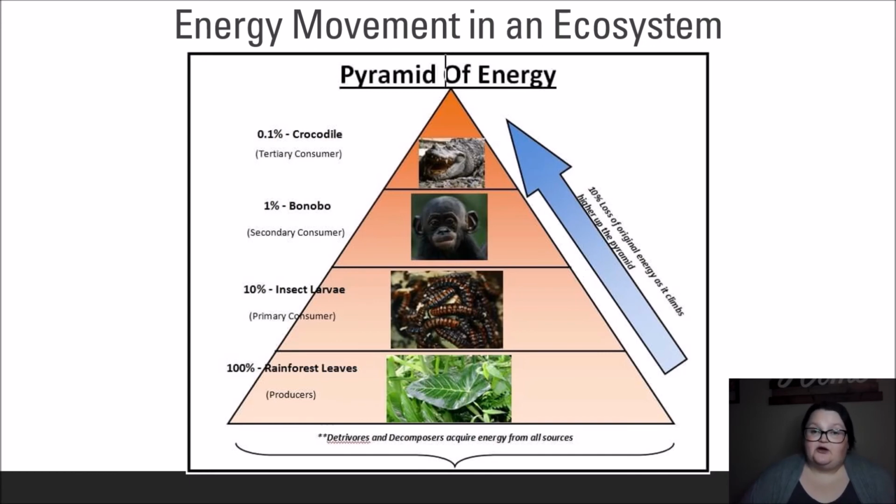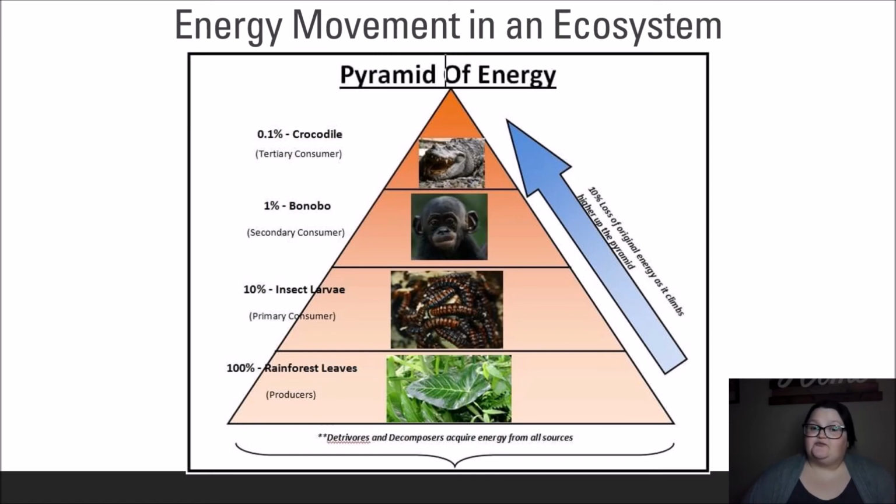Detrivores and decomposers exist outside this pyramid because they take energy from all sources, though they still function on the diminishing returns of energy transfer. When we speak about diminishing returns of energy transfer, we are discussing the second law of thermodynamics in action. Remember that the second law states that no energy conversion is 100% efficient. Some of that energy will be lost due to heat during the transfer.